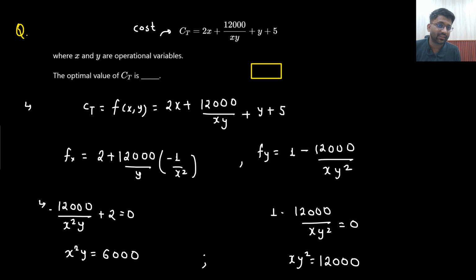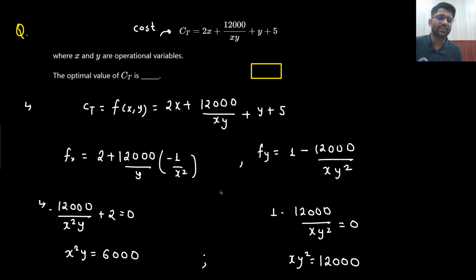Because if they are asking the question, that means whatever the point that you are getting, that has to be the point of minima, that will not be a saddle point or anything else. Okay, so let me take a break, I will do the calculation as well, and then we will solve more problems.